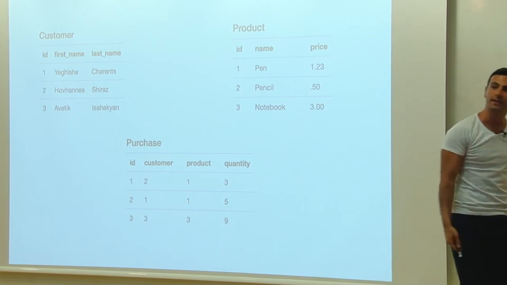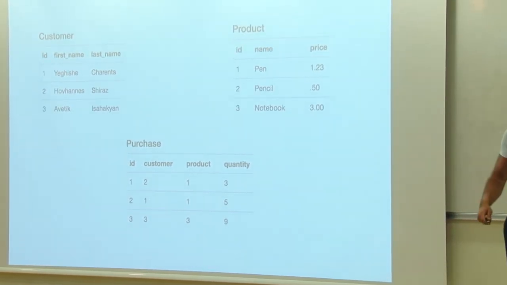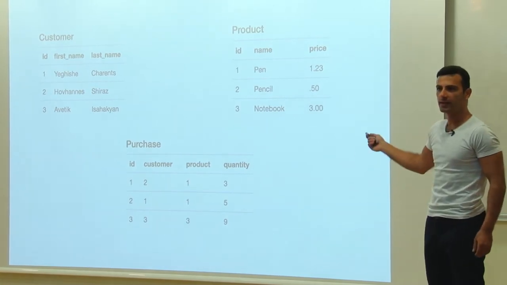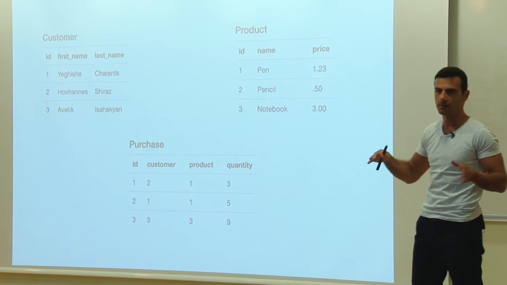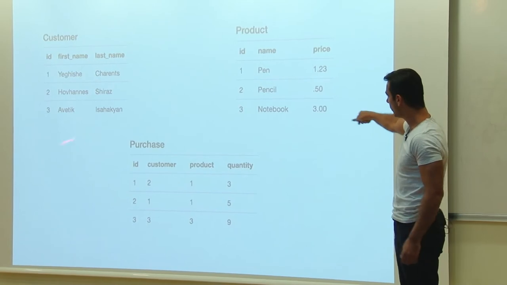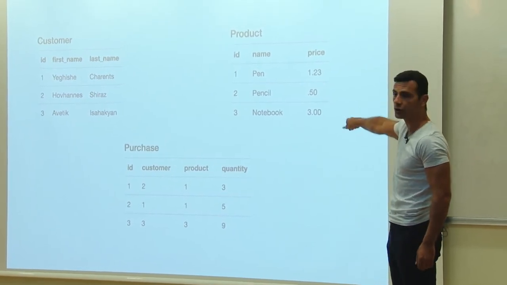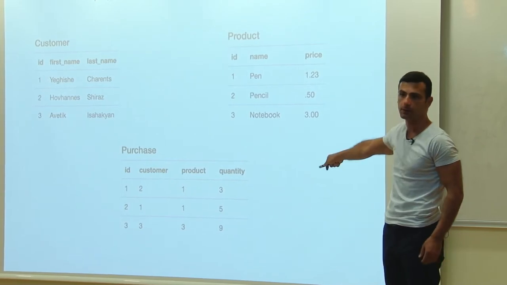You might have heard of these databases called relational databases. No, we'll talk about those later. This is an example of a relational database. Okay, so we'll see some examples, but relational databases work exactly like this. You have tables and you have relationships, these references by ID between the various tables.